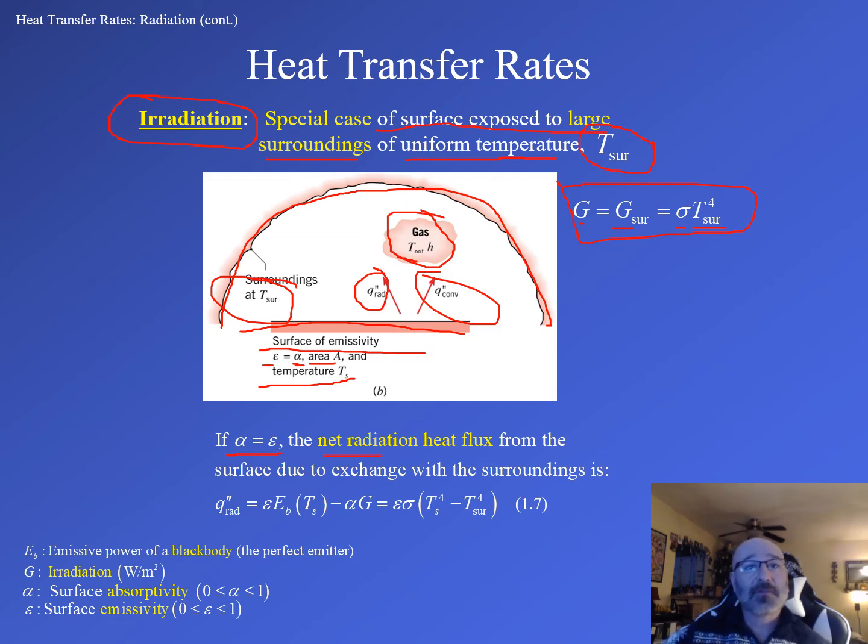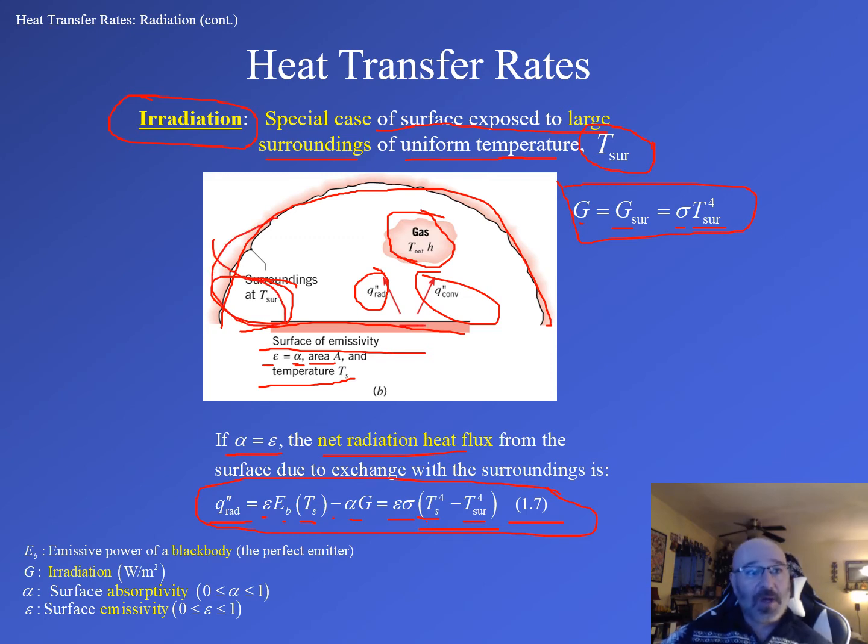So if our alpha, as was shown here, is equal to our epsilon, then our net radiation heat flux from the surface due to the exchange with the surroundings is given by the following relationship, which comes from equation 1.7 in our textbook. Our radiation heat flux is equal to epsilon E sub B of T sub s minus alpha G, which is equal to epsilon sigma times the difference between T sub s to the fourth and T surround to the fourth, where T sub s is our surface temperature and T surround is right up here.